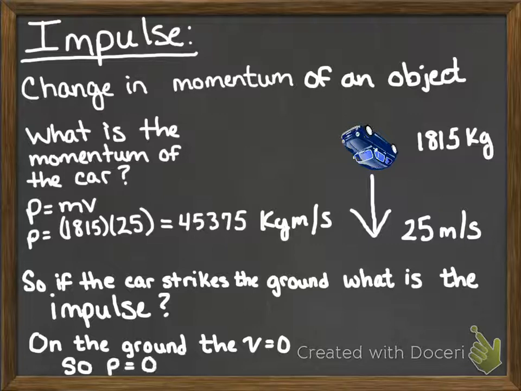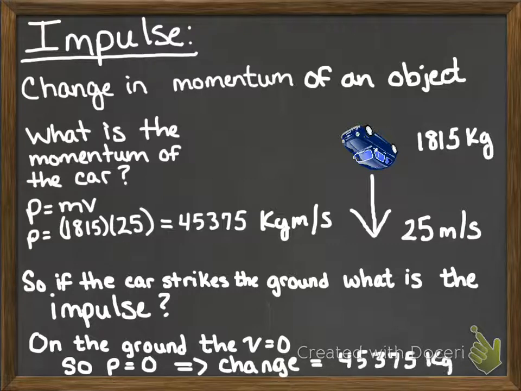So if the momentum of the car on the ground is 0, my change in momentum is going to be the difference between the momentum of the car falling, 45,375, minus 0. So that means my change in momentum is actually the full momentum of the falling car, 45,375 kilogram meters per second. Basically, it has that much momentum and then it has none. So what's the difference between them? It's the 45,375, the full thing. That's kind of complicated. So we're going to look at a couple more examples.